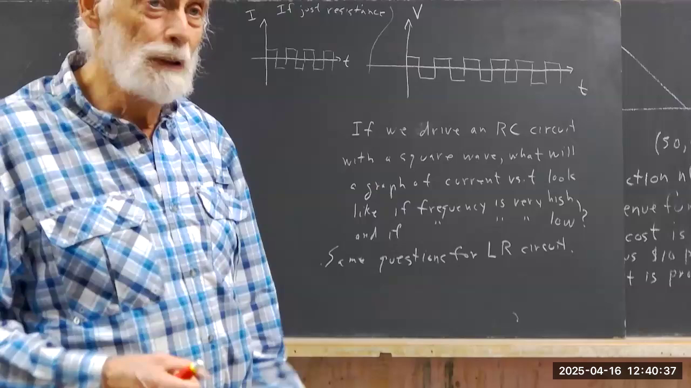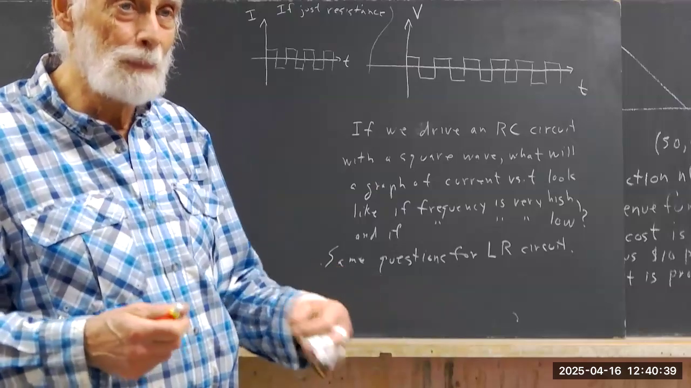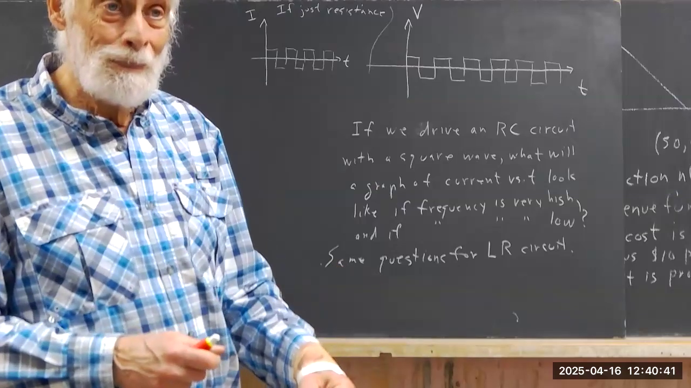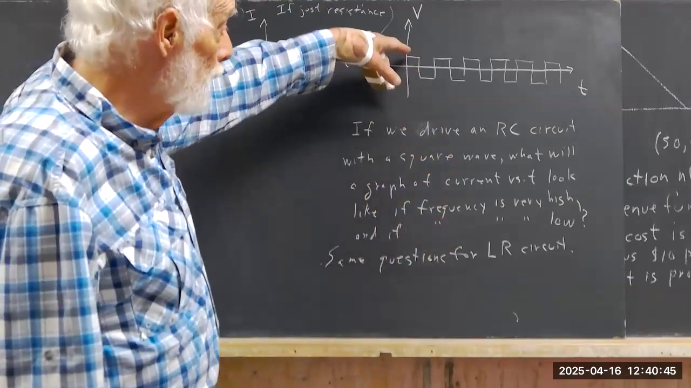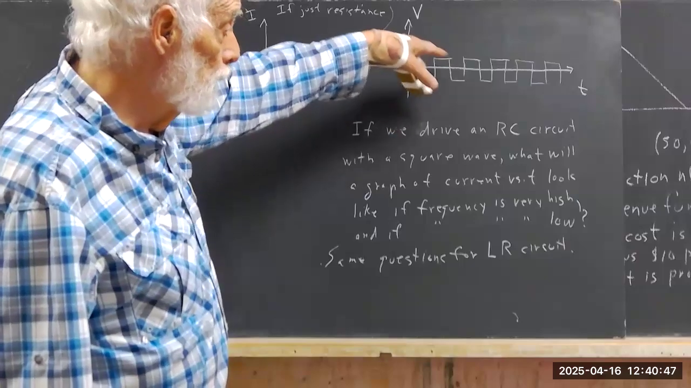Now, if we're trying to do it at this speed, we're going to spend as much time with the switch off as on. Okay. But we can change the polarity. So we drive voltage here, drive voltage here.